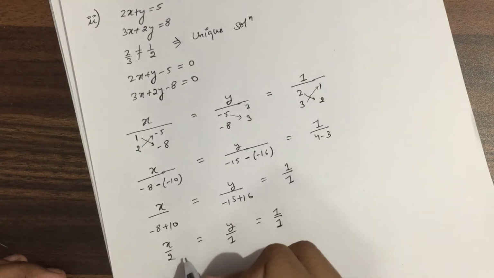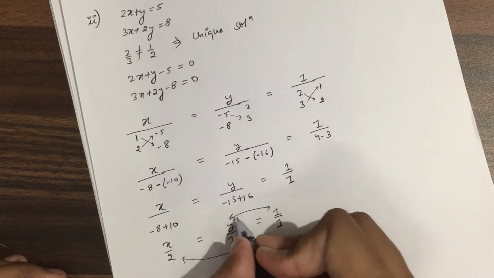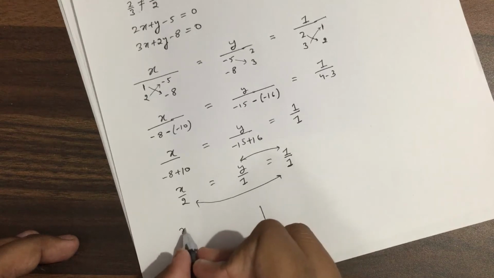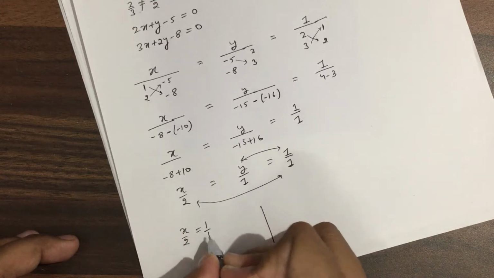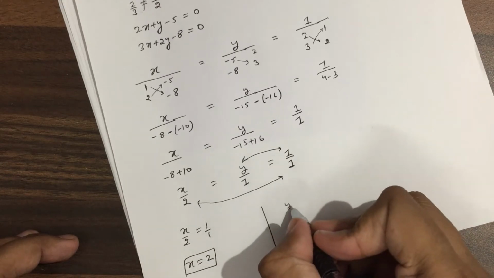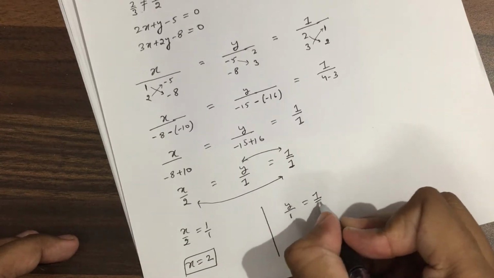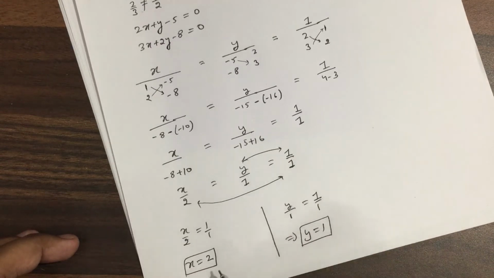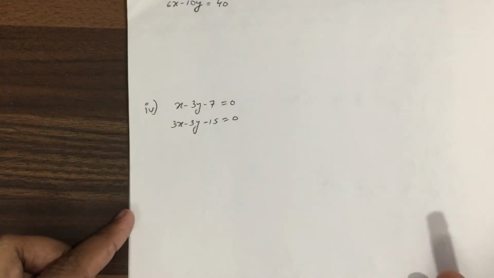To find the value of x, compare these two, and to find the value of y, compare these two. Here we write x upon 2 equal to 1 upon 1. This gives x equal to 2. Similarly y upon 1 equal to 1 upon 1. This gives y equal to 1. So x equal to 2 and y equal to 1 is the solution.